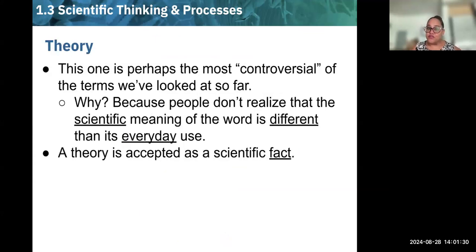Theory is one of the most controversial of the terms we've looked at so far because people don't know how to properly use this word. People don't realize that the scientific meaning of the word is different than its everyday use. People like to just spout off this word. Oh, I got a theory. I've got a theory. I've got a theory. No, you don't. You have a hypothesis. A theory is accepted as scientific fact.